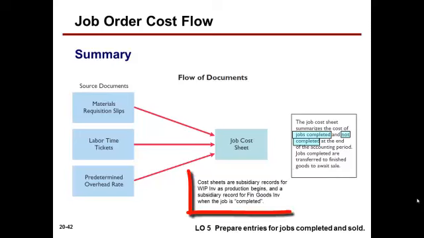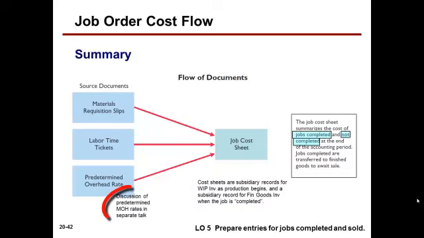The cost sheets are subsidiary records of the work in process inventory account when production first begins, and becomes a subsidiary record for the finished goods inventory account when the job is fully completed. In a separate discussion, we'll talk about predetermined overhead rates and how that's calculated to apply those costs to jobs. Overhead costs that cannot be directly traced, but there must be a cost assignment on some basis.